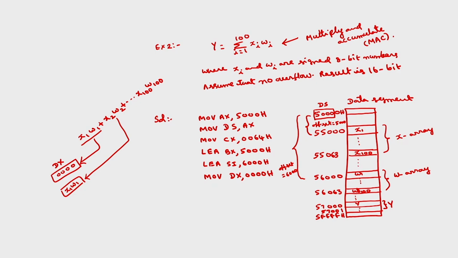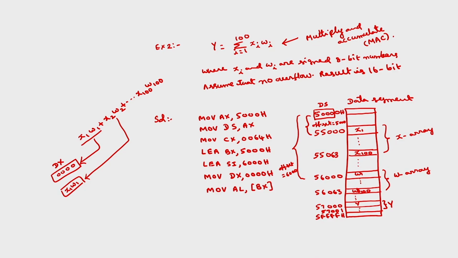Here w and x are 8 bit numbers. So, in order to multiply, I am taking x1 onto some 8 bit register. MOV AL, contents of BX. So, what is this instruction?